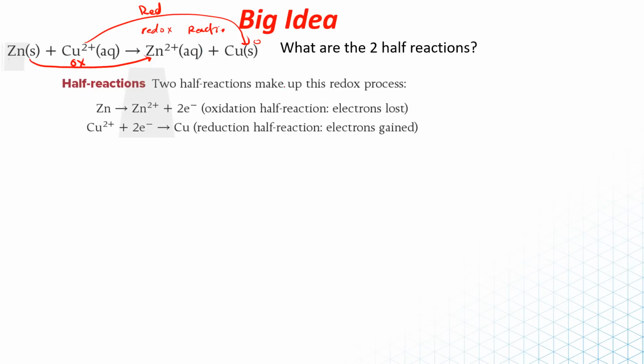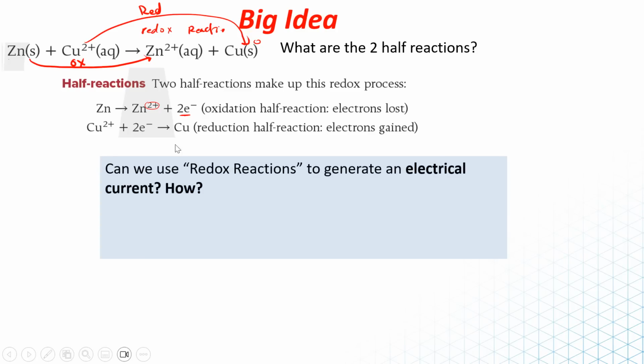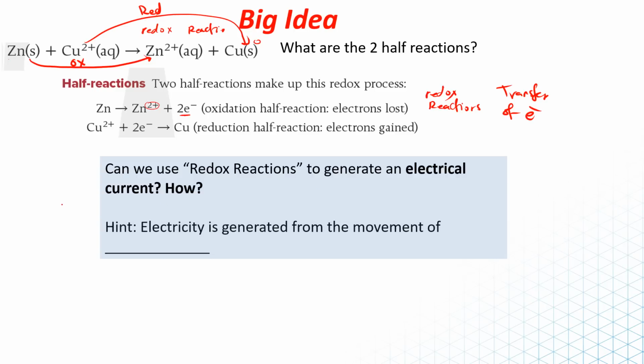We can see that the two half reactions that make up this process are: Zn gives Zn plus 2 electrons, because electrons are lost, because the charge is plus 2, so you lose 2 electrons. And the reduction half: you gain 2 electrons. Cu plus 2 gains 2 electrons and becomes Cu. تمام؟ الحين there is a transfer of electrons. Remember redox reactions, there is a transfer of electrons. So how can we generate an electrical current? تيار كهربائي. Electricity is generated from the movement of what? Of charge or electrons, right?